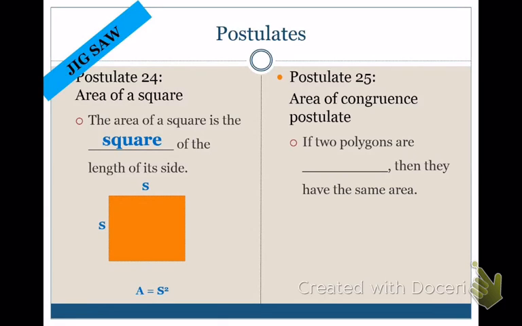Okay? The next postulate that we're going to talk about is the fact that if two polygons are congruent, then their areas are going to be the same, and I think that just makes a ton of sense. So not a lot that we need to worry about there.